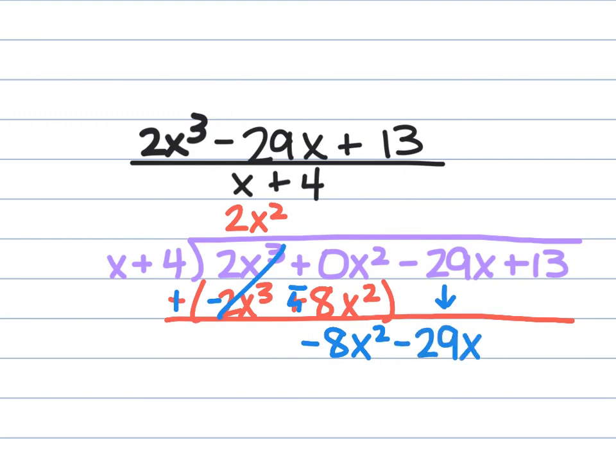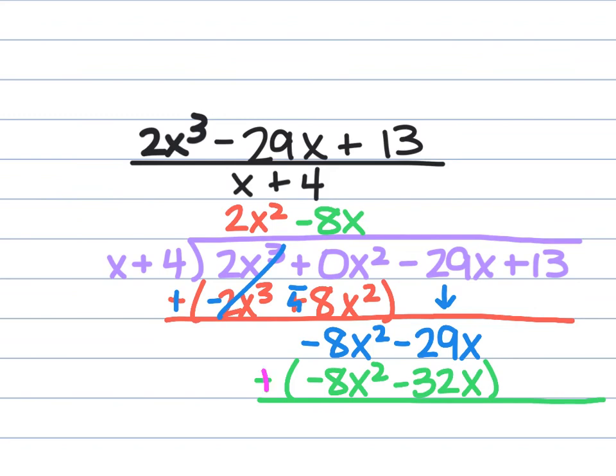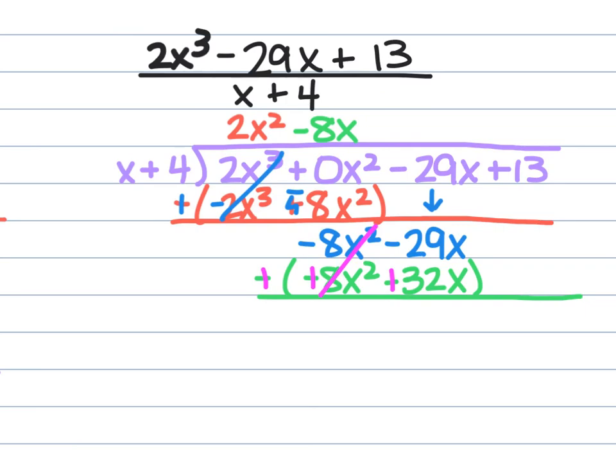From here, x times what is negative 8x squared? It's a negative 8x. So multiply them. Negative 8x times x is negative 8x squared. The negative 8x times 4 is a negative 32x. So then subtract or add the opposites. The 8x squared cancels out. The negative 29x plus 32x is 3x. Bring down that 13. So we now have 3x plus 13.